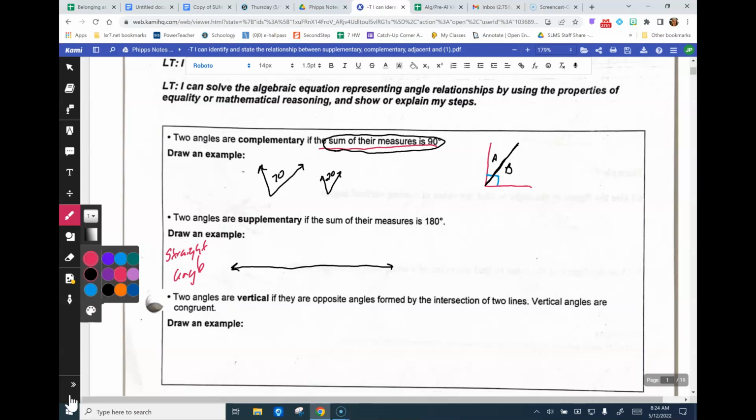Now, if we do the same thing as we did on the complementary, if we draw a line right here, we know that this angle right here and this angle right here add together to be 180 degrees, and they would be called supplementary angles. And again, this angle right here and this angle right here, notice they're not even touching, and we'll say that this one is 80 degrees, and this one is 100 degrees. I know I'm off, but we won't worry about that. That equals 180 degrees. Okay, great.